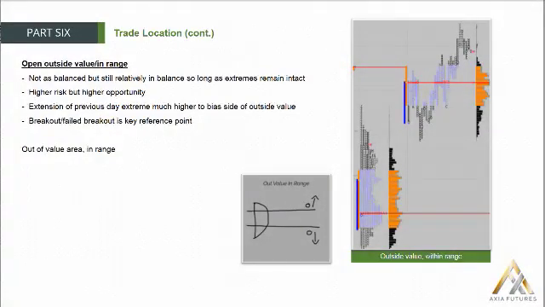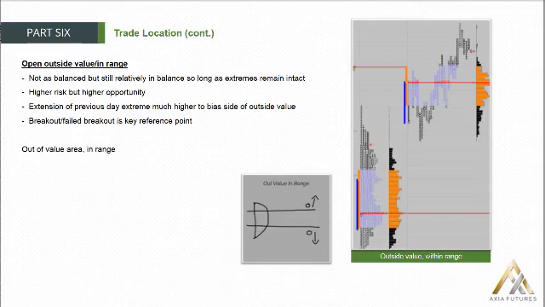The second type of trade location is where we open outside of value but still in the previous day's range. Again, looking at the example, we're now opening outside of that orange area, or outside of the previous day's accepted value area. Now again, remember what we said: when the market opens outside, it's not as balanced, but it's still relatively imbalanced so long as the previous day's extremes remain intact.